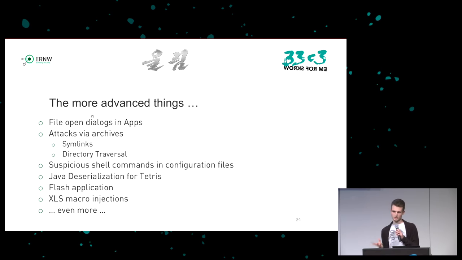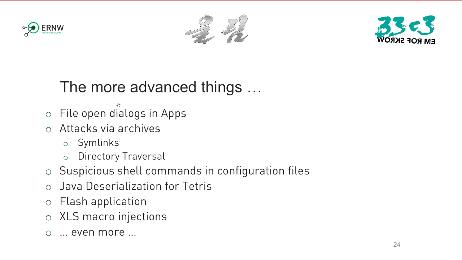Also, if we manage to do so, we still need to defeat the Android sandbox somehow, because usually on an Android device, an application is sandboxed, so you can't just access any arbitrary system file. We also tried attacks via archives, like classical symlink attacks or directory traversals, but they weren't possible either. We found an application that had a configuration file that was not signed, and that contained something that looked like shell command parameters. But it turns out that either they aren't or we couldn't exploit that.